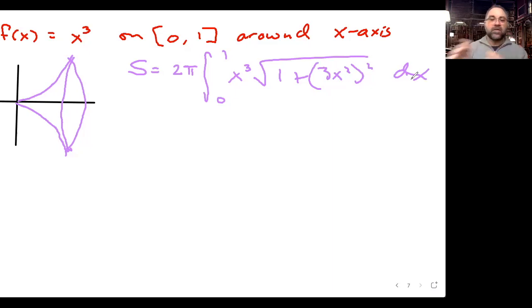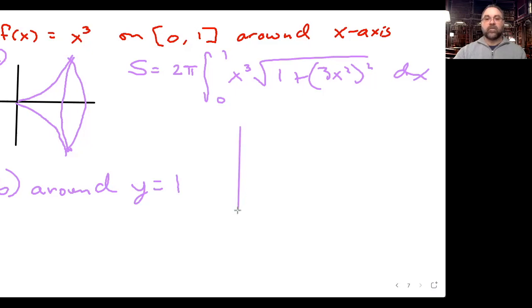So, okay. I don't want to waste a lot of time doing the integral because I know you can do that. I want to say, take the same problem. So this is part A. Part B says now revolve around y equals 1. So that changes the picture.